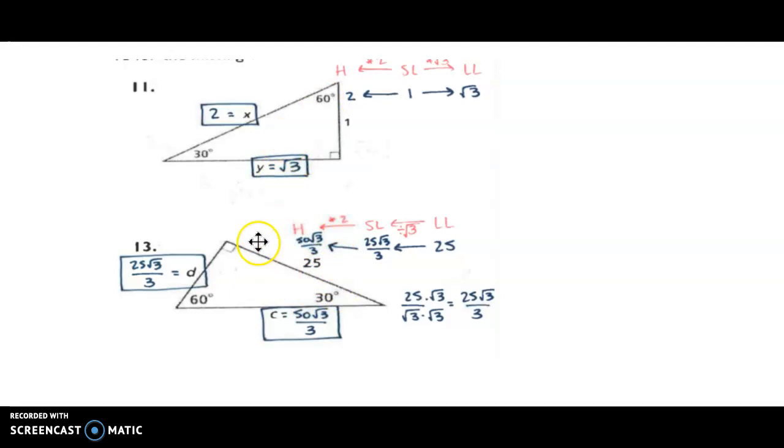And this one, these are the trickier ones when you're given a medium length, right? You've got to divide by root 3, okay? And then rationalize to get your shortest length. But once you get your shortest length, you double that. So the numerator 25 here times 2, that's how we get the 50. Okay.